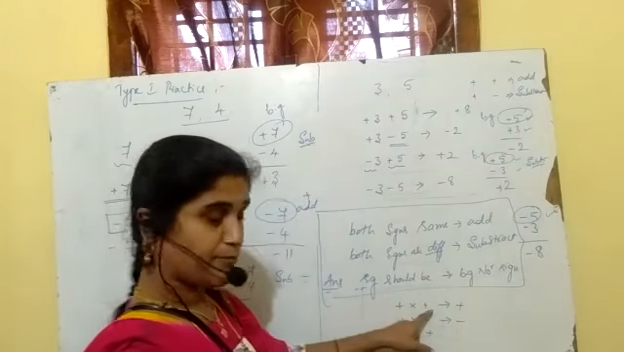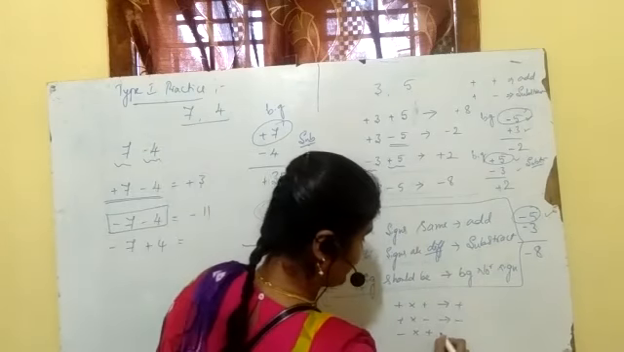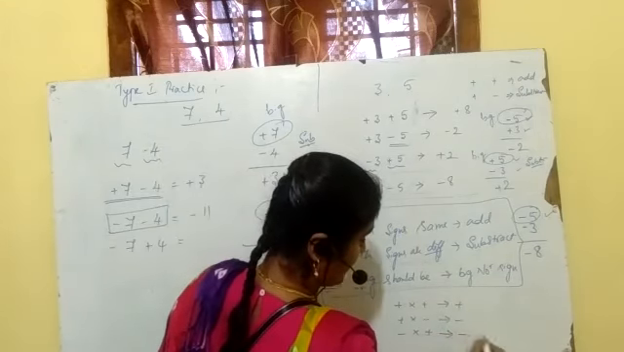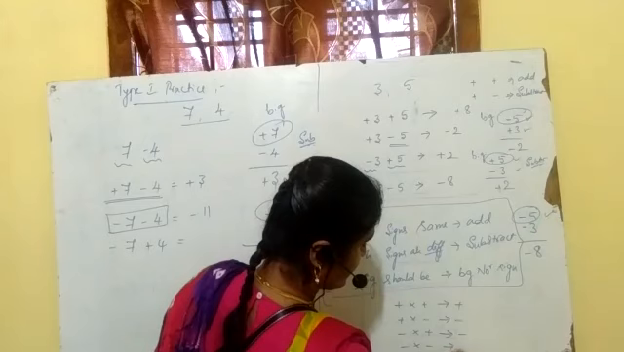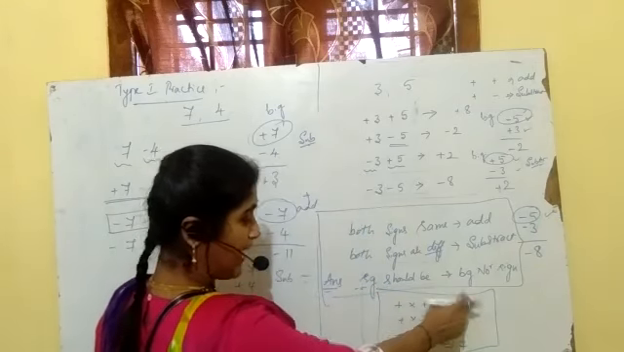Look here, first plus plus, plus minus, minus plus, minus into plus, minus, and minus into minus, plus. This is what I said. Signs are same, add it.